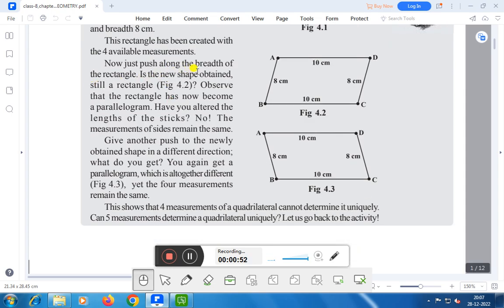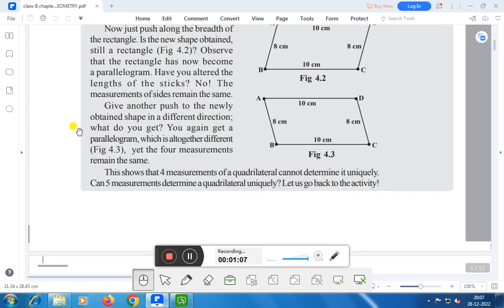Now just push along the breadth of the rectangle. Is the new shape obtained still a rectangle? Observe that the rectangle has now become a parallelogram. Have you altered the lengths of the sticks? No. The measurements of sides remain the same.